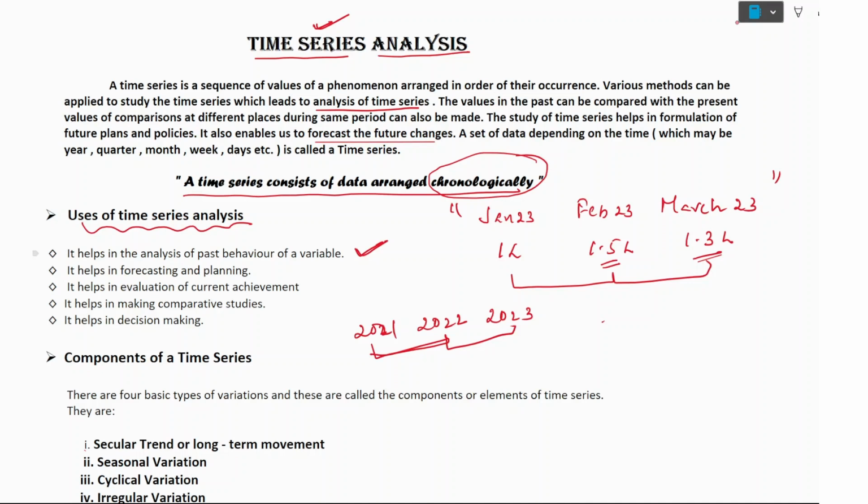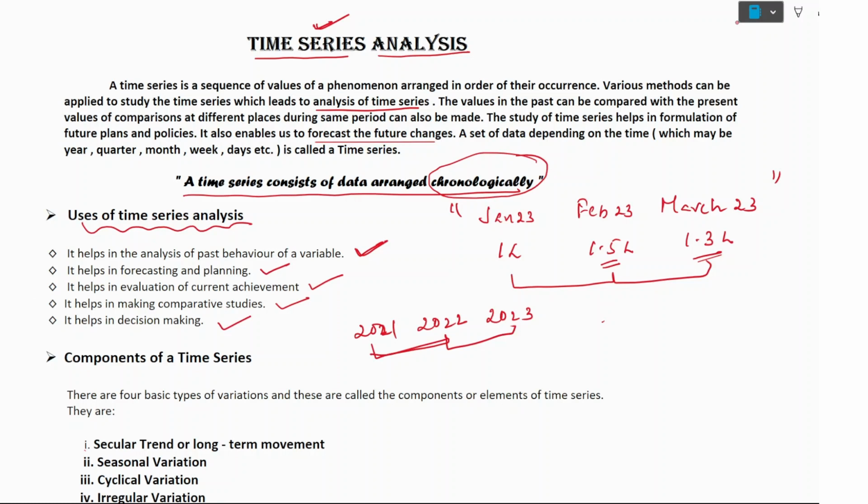That means you can compare the analysis of past behavior of a variable. It helps in forecasting and planning. It helps in evaluation of current achievement. It helps in making comparative studies. It helps in decision making. These are the uses of a time series analysis.